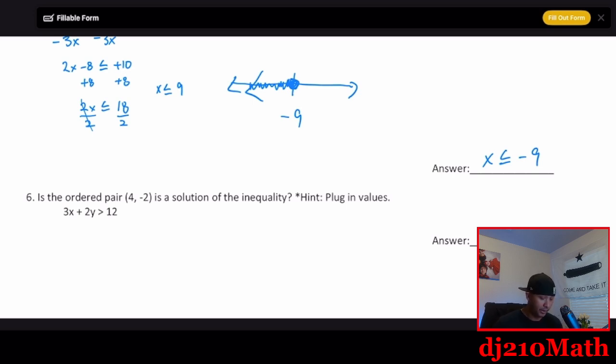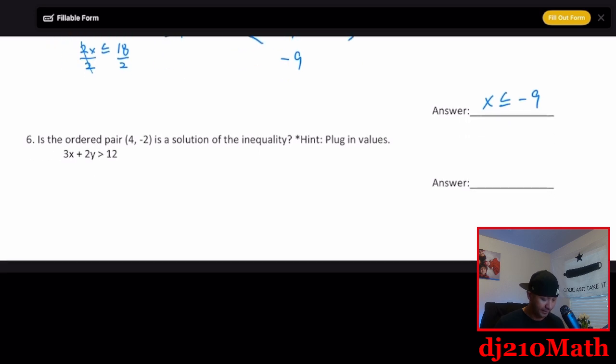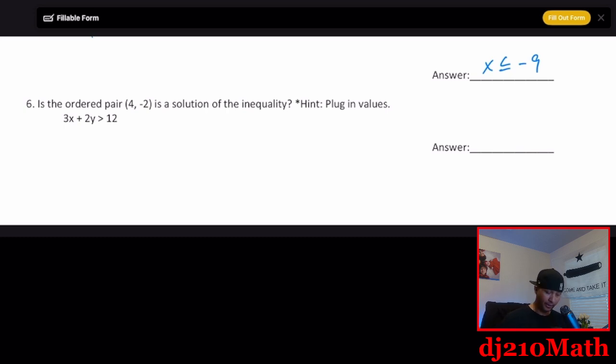So inequality is the one that has the number line. Okay, number 6. Is the ordered pair 4, negative 2 a solution to the inequality? Hint, plug in the values. So always look at the hints, right? If they're given, they go a long way.